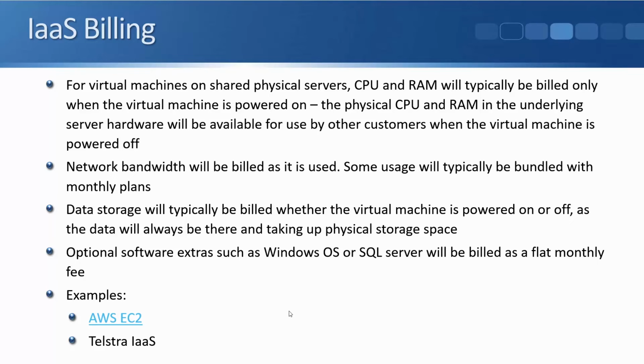Okay, let's have a look at how the billing works with IaaS. For virtual machines on shared physical servers, the CPU and RAM will typically only be billed when the virtual machine is powered on. The physical CPU and RAM in the underlying server hardware will be available for use by other customers when the virtual machine is powered off, so the provider isn't going to charge you as the customer for CPU and RAM usage when you're not using it because you've powered the server off, so you can get some cost savings there. Network bandwidth will be billed as it's used. Some usage will typically be bundled in if you've got a monthly plan.